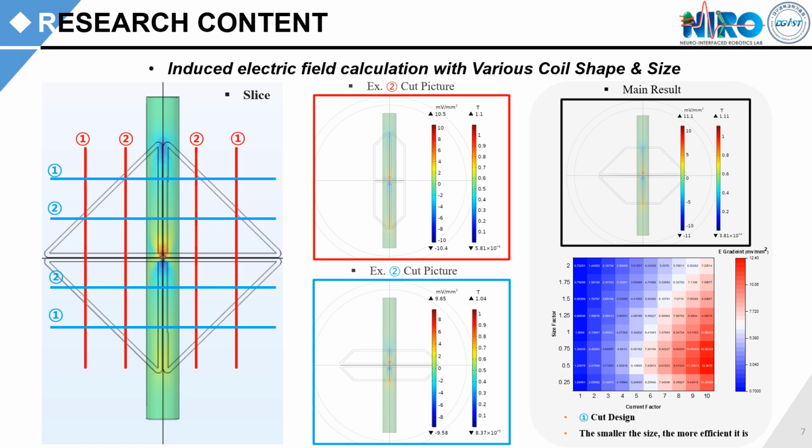On the x-axis, we have the current intensity, and on the y-axis, we can see the size ratio in the heat map. The ratios of 0.5 and 0.75 yield the highest electric field gradients. If the size of the coil is too large or too small, the external components of the coil counteract the current, reducing the effectiveness of stimulation.